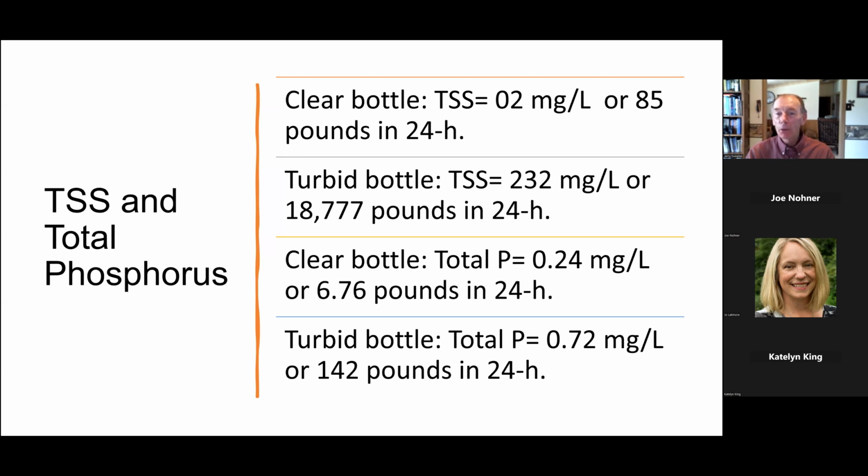A remarkable increase. And if we look at phosphorus, the clear bottle was 0.24 milligrams per liter, still high compared to what we want to see as our target value of 0.03, and 6.7 pounds in 24 hours at that flow rate. But look what happens in that turbid bottle. The total phosphorus goes to 0.72 milligrams per liter and 142 pounds in 24 hours.